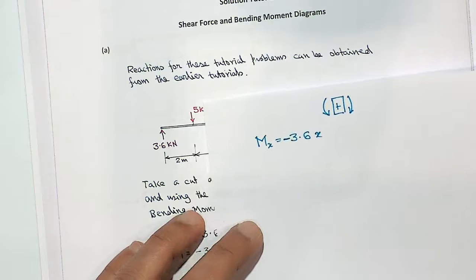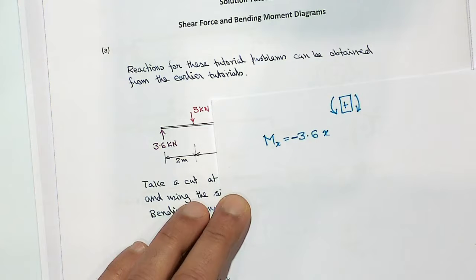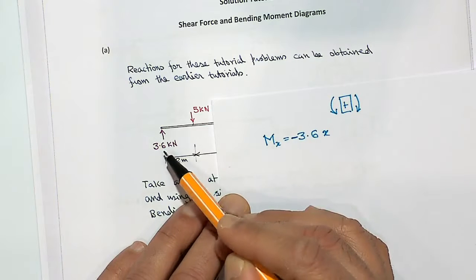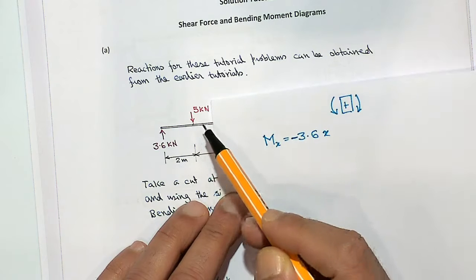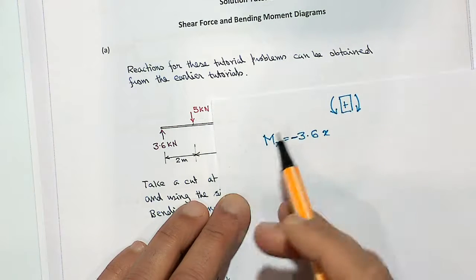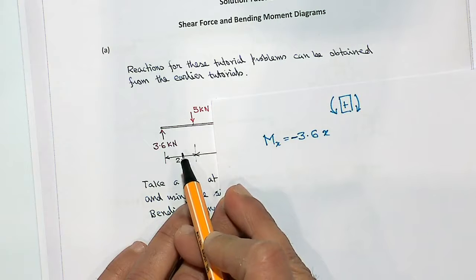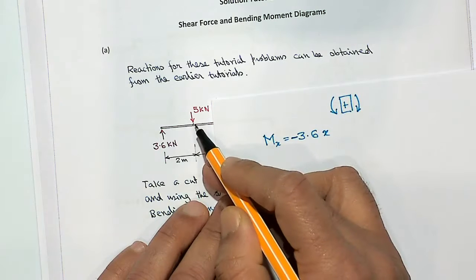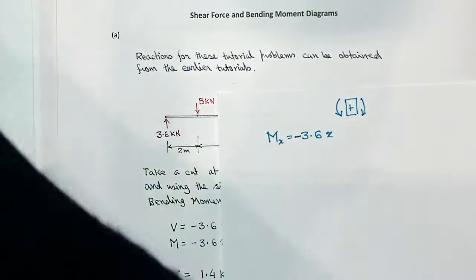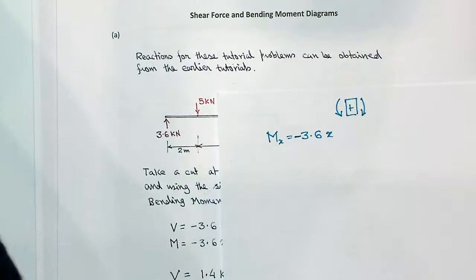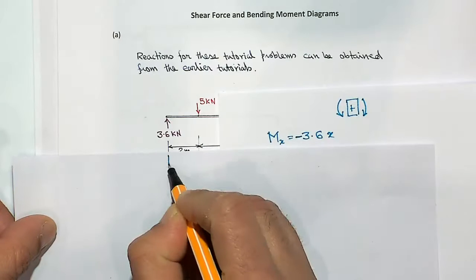Now what happens if I come to here, if x is beyond 2 meters? What I can see is that the 5 kilonewton load will only be applicable in the moment equation if x is more than 2 meters. So what is the moment due to the 5 kilonewton? The 5 kilonewton moment would be, if this distance is x, imagine this distance is x from here to here.